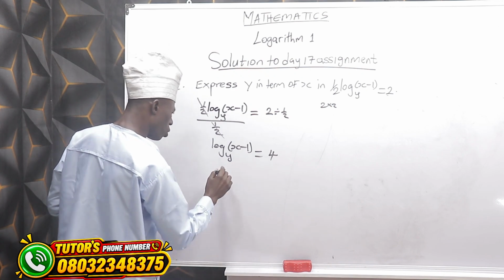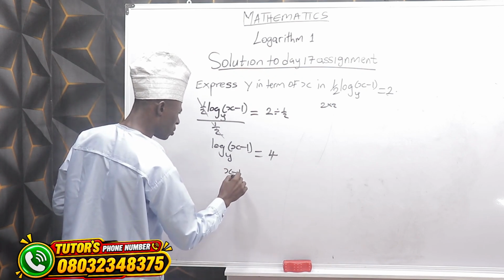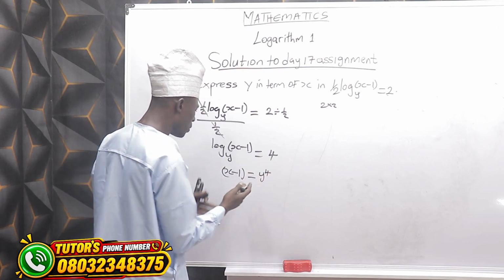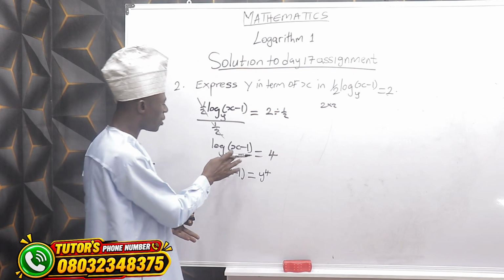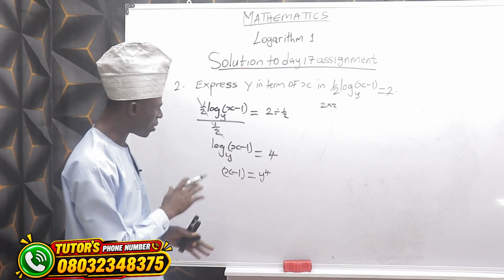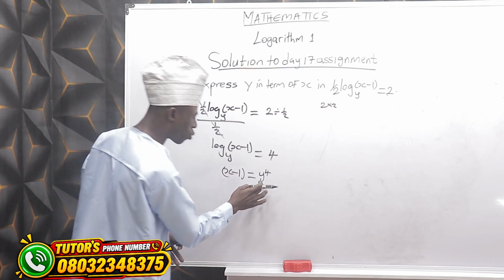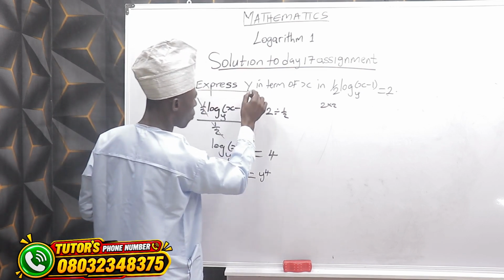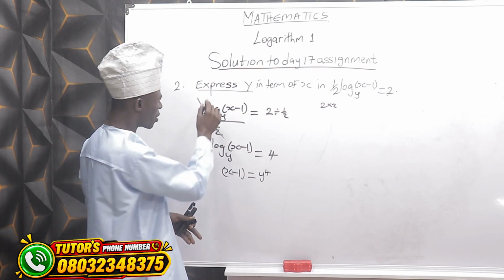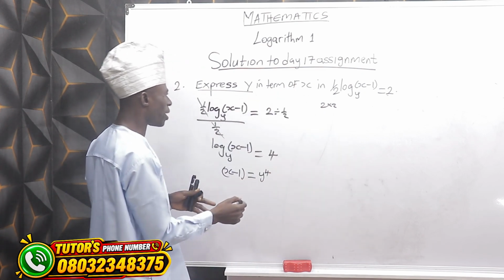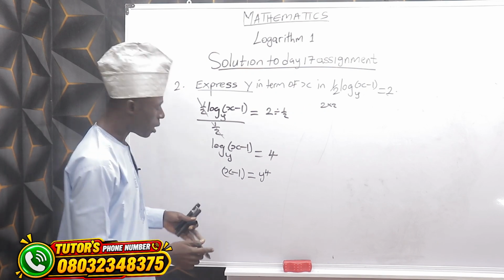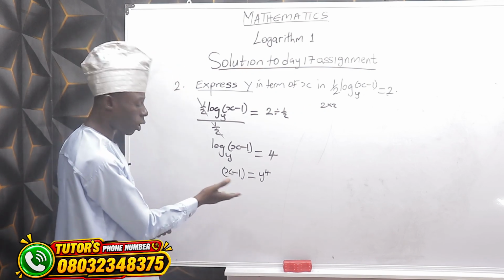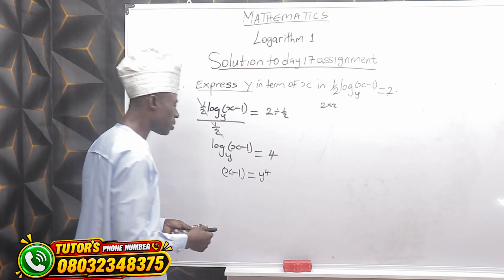So at this juncture, you have x minus 1 equals y raised to power 4. This is a way of writing the logarithmic function in indices format. But we are to make y the subject of the formula. That's the meaning of the word express y. Express y in terms of x, meaning that you have to make y the subject of the formula. It's a topic I will still teach you, but now that it comes by the way, let's deal with it.